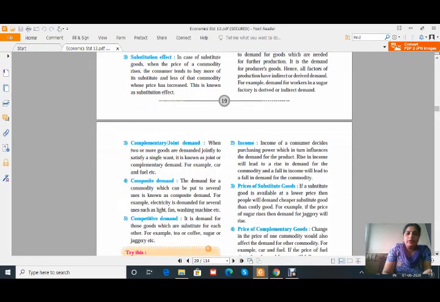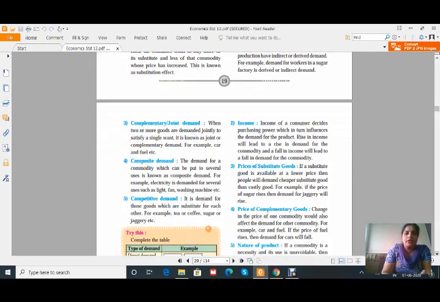Then the third one is complementary or joint demand. When two or more goods are demanded jointly to satisfy a single want, it is known as joint or complementary demand. See, it is very clear. An example has been given, car and fuel, etc. Is it possible that we purchase only a car and we don't want fuel in it? Unless and until we put fuel in it, the car will not be driven. And therefore, this is known as complementary or joint demand.